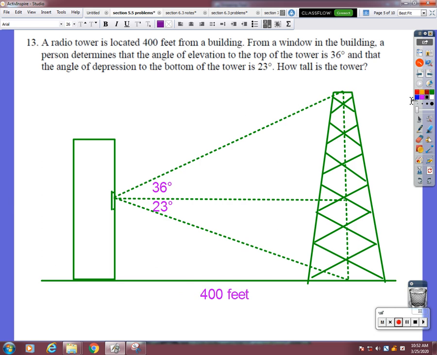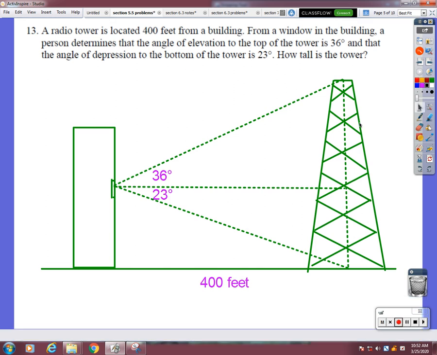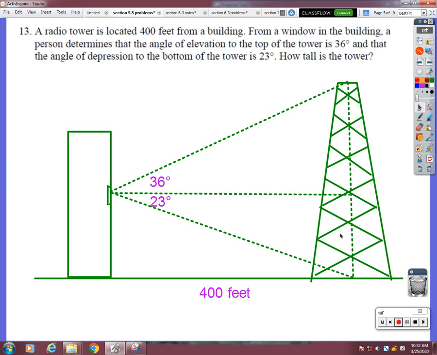Alright, moving on here. Okay, now things get fun, but we are not going to learn from our mistakes because we don't know, in this case, the height of the window. Let me get a little ahead of myself here. It says the radio tower is located 400 feet from the building. Nice radio tower, huh? You're welcome. From a window in the building, nice window, huh? A person determines that the angle of elevation to the top of the tower is 36 degrees, and that the angle of depression to the bottom of the tower is 23 degrees. How tall is the tower?